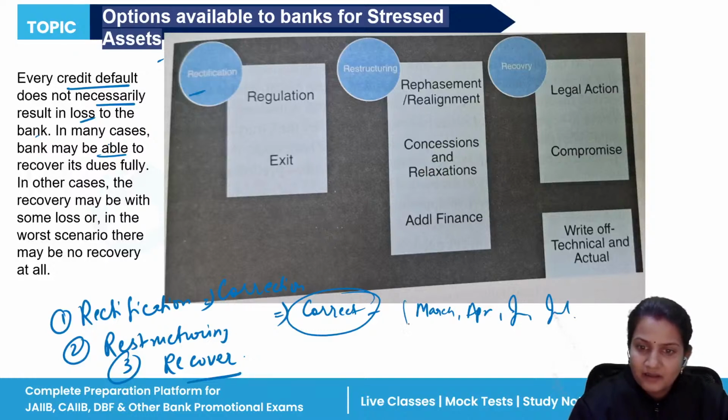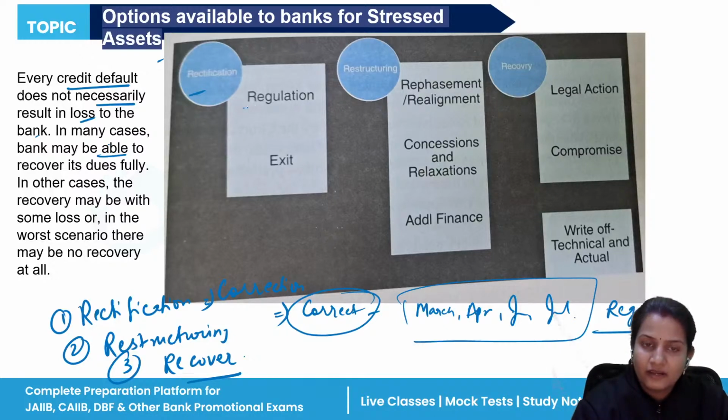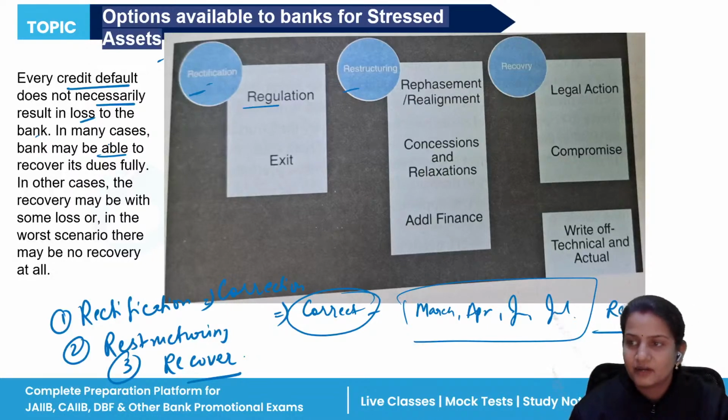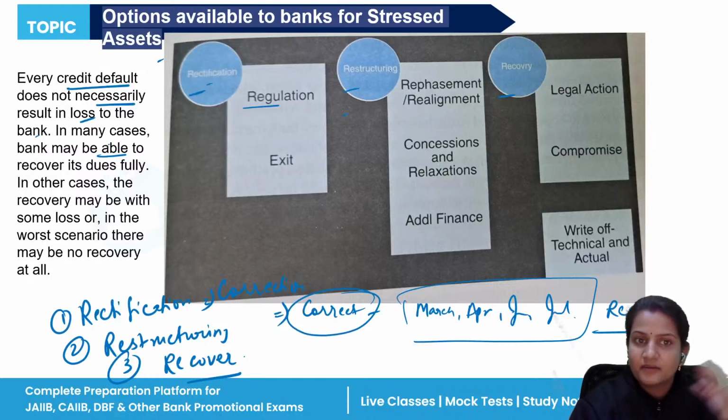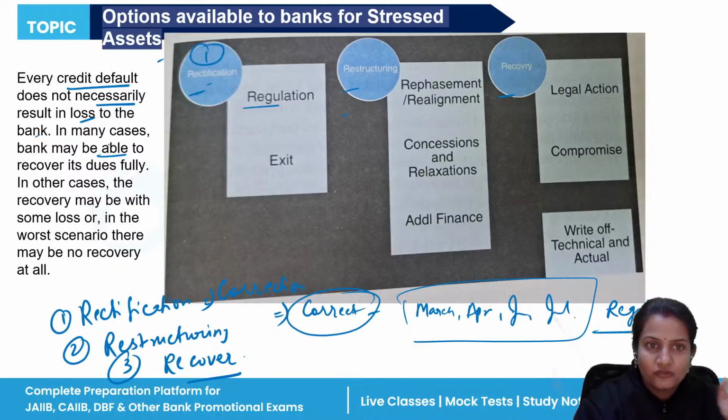Now in July, pay the rest of the month's amount, and after July, make it regular. This is the regularity under rectification. Clear? Now, what is restructuring? Restructuring is when the bank helps the customer: okay, I will lower the interest rate, now repay my loan, I will give you concessions, I will give you relaxation on the interest rate. That is restructuring. And finally, restructuring is done first, and the government will give you the rectification.